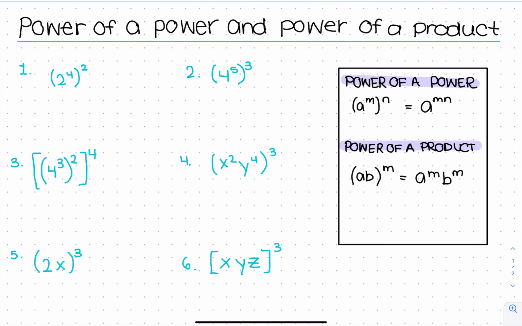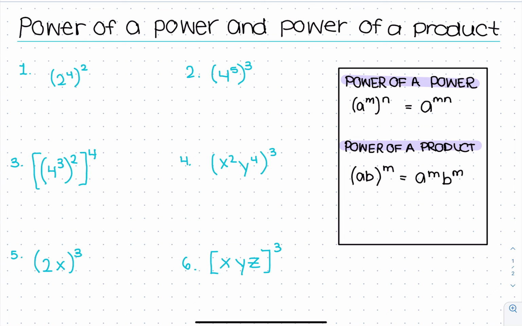The other one is a power of a product. So if two things are being multiplied, and those two things, or even 3, 4, however many things, are brought up to an exponent, that exponent gets applied to everything in the brackets, as we can see here.